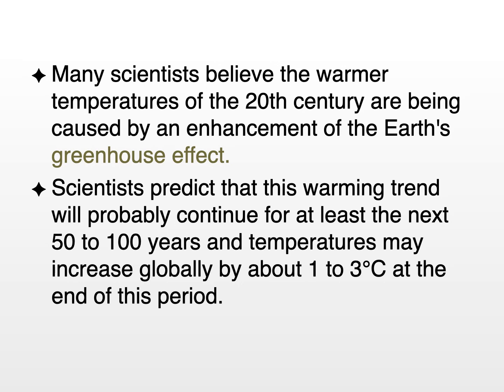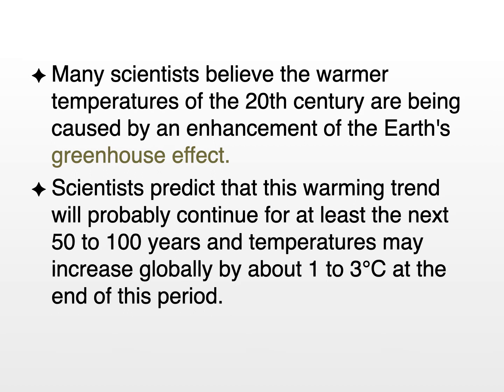So many scientists believe the warmer temperatures of the 20th century are being caused by human enhancement of the greenhouse effect. Since the beginning of the Industrial Revolution, we have been increasing the concentration of carbon dioxide, methane, and nitrous oxide in the atmosphere. This is enhancing a natural process called the greenhouse effect, and it's caused the Earth to be roughly 1.2, 1.3 degrees warmer now than before those gases were in the atmosphere.